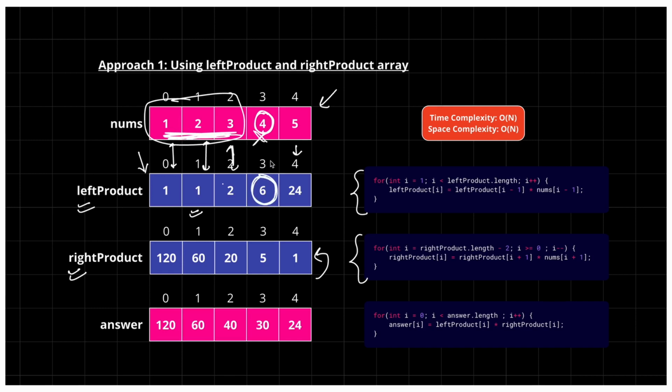At any point in time, let's say at index 4 I want to calculate the left product, I can simply get whatever the value is there. So this will give me the left product array. This is very simple. We will run a loop from 1 till the left product length, and I'll simply say the left product[i] is left product[i minus 1] into nums[i minus 1].